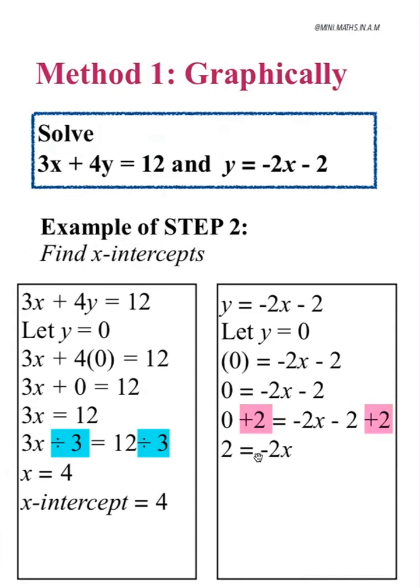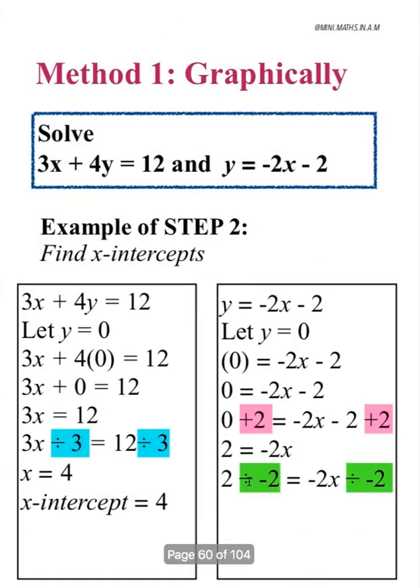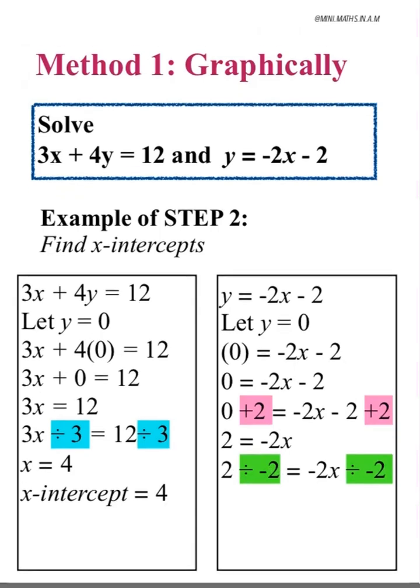See what's getting in the way of x being by itself is this negative 2 being times together. So we need to do the opposite of times, which is dividing. So we divide both sides by negative 2. And that's what's happened here. So we have 2 divided by negative 2 equals negative 2x divided by negative 2.